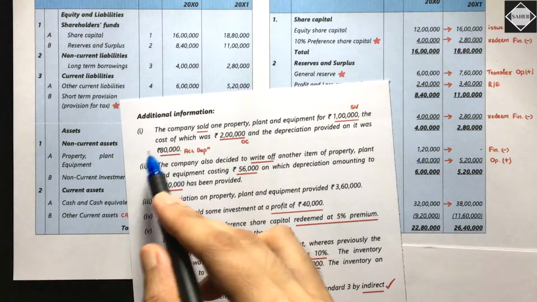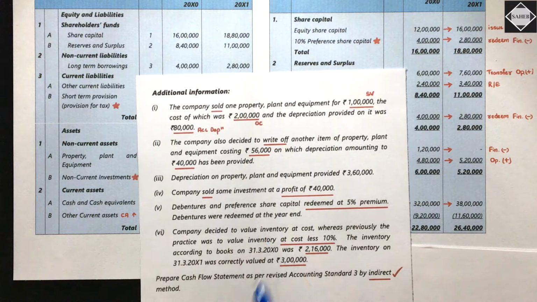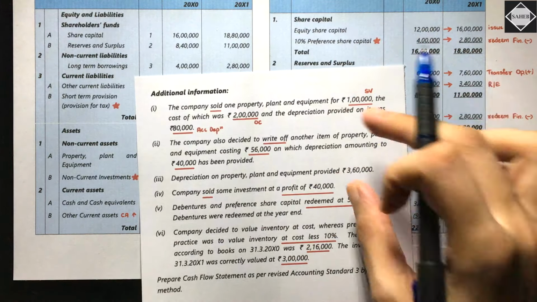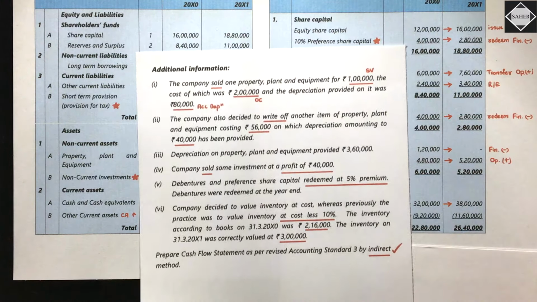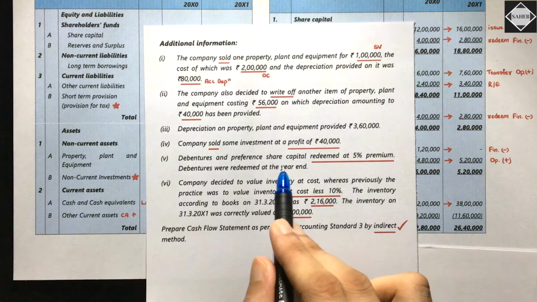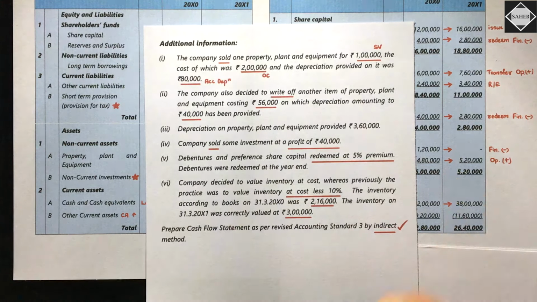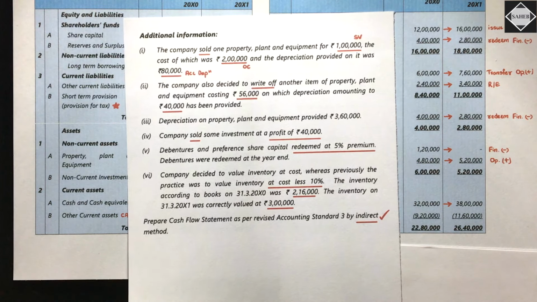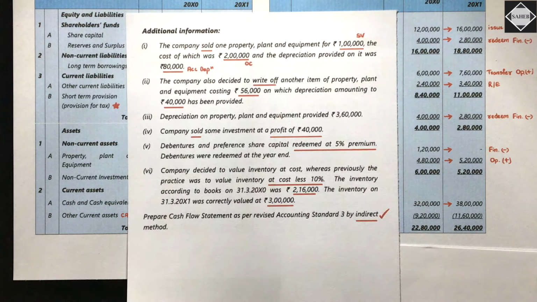Now see, these are the adjustments. See, the first adjustment is regarding PPE, second also PPE, third also PPE. So 3 adjustments are there just about the PPE. And then the fourth is regarding investment we have sold, and then debentures and preference share capital have been redeemed at 5% premium, and the debentures were redeemed at the year end. And then the last adjustment is regarding inventory. Okay, so now let's prepare the working notes and we will completely understand each and everything.